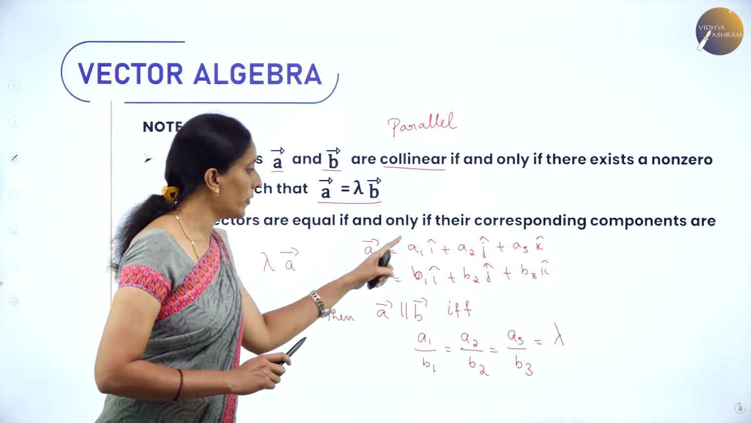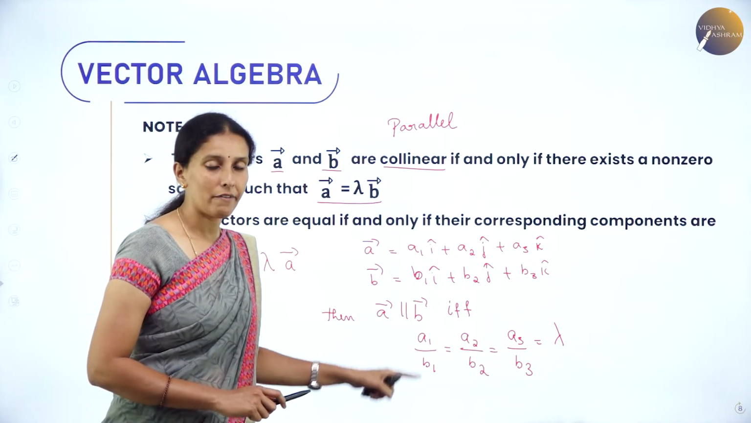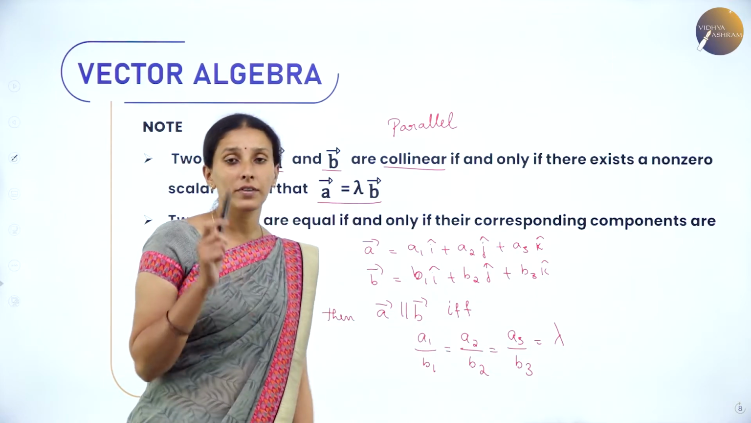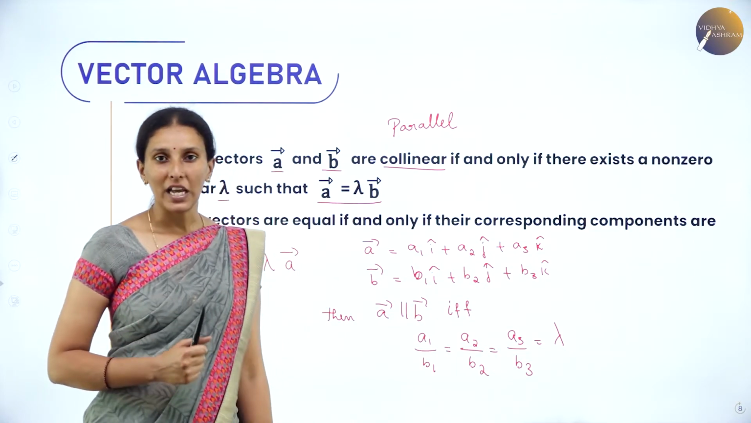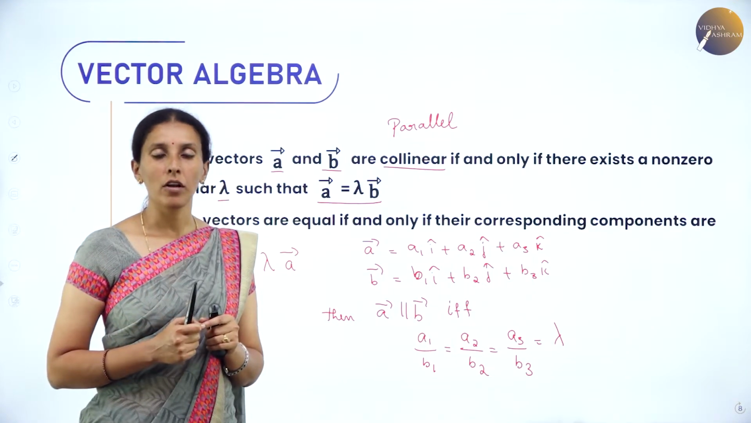If all the components x, y, z satisfy this relation, that is a1 by b1 is equal to a2 by b2 is equal to a3 by b3 is equal to some scalar quantity, then we can say that the two vectors are collinear, or the two vectors are parallel.